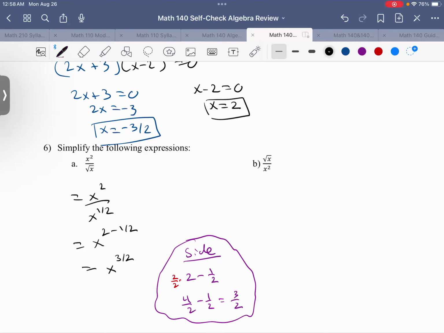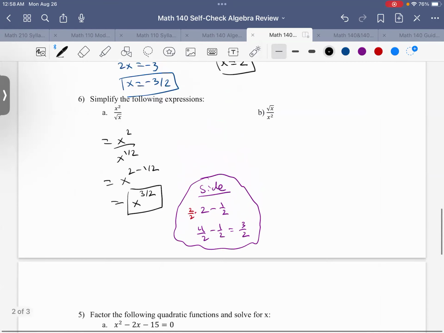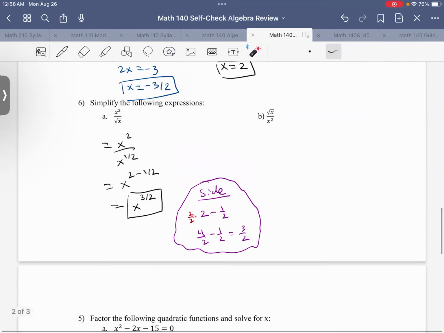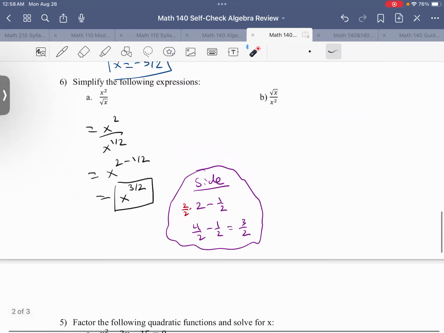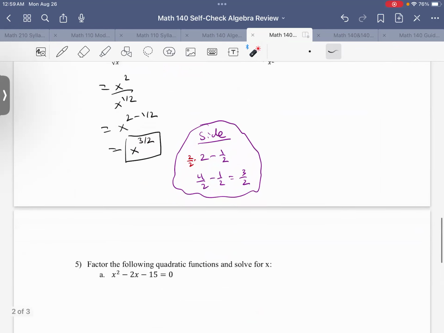Sorry about that. Just to recap, in case the screen didn't have it, simplifying exponents, just 2 minus 1/2, and then that becomes 3/2. And here's the work right here, just subtracting exponents.